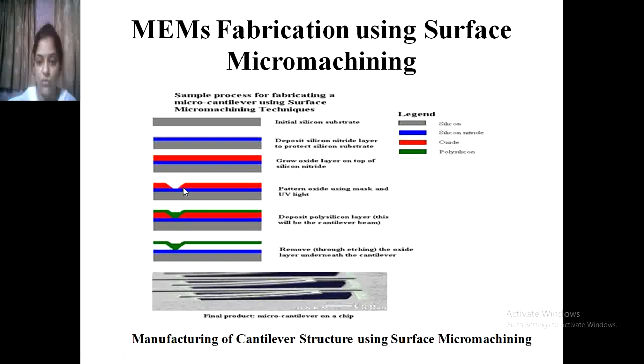So the oxide layer is patterned. Then a polysilicon layer is deposited. This green will be the cantilever beam. Then, through etching, remove the oxide layer that is underneath the cantilever. So this is nothing but surface micromachining, which is forming layers or removing layers.